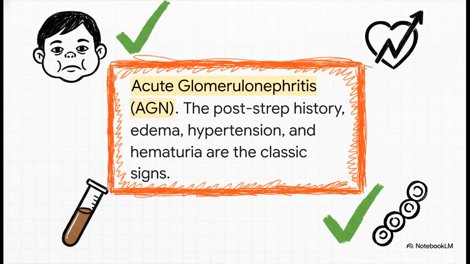Yes, if you said acute glomerulonephritis, you are 100% correct. That whole clinical picture, the recent strep infection, the puffy eyes, the hypertension, and that tea-colored urine from blood, that is the absolute classic presentation of AGN. Let's break it down even more.